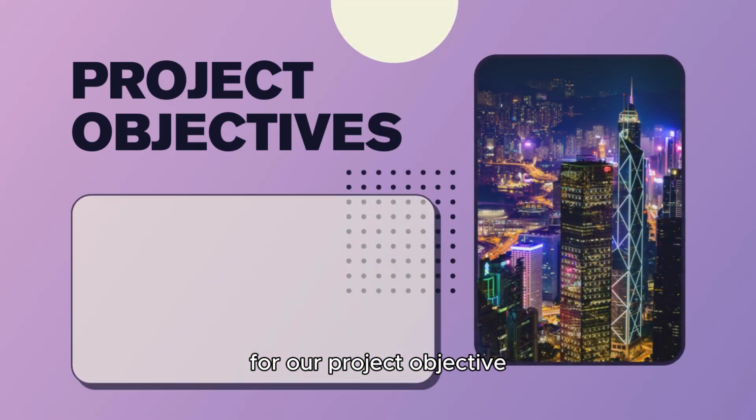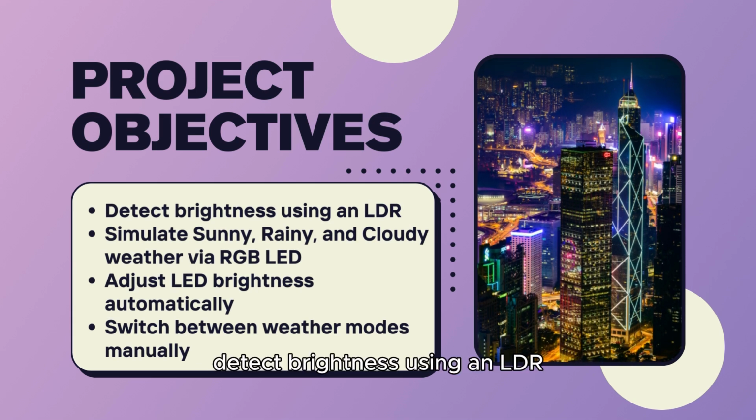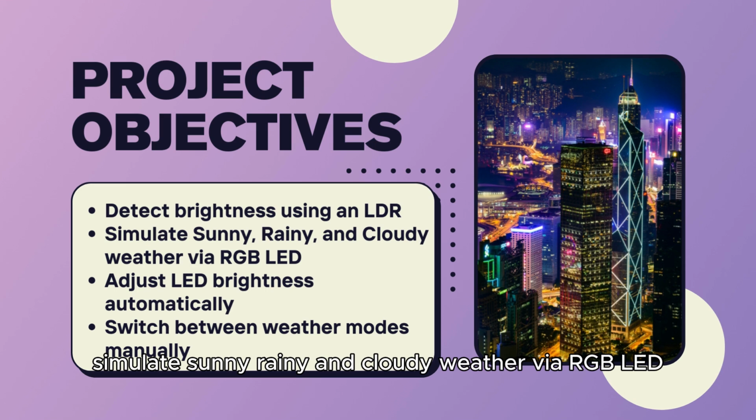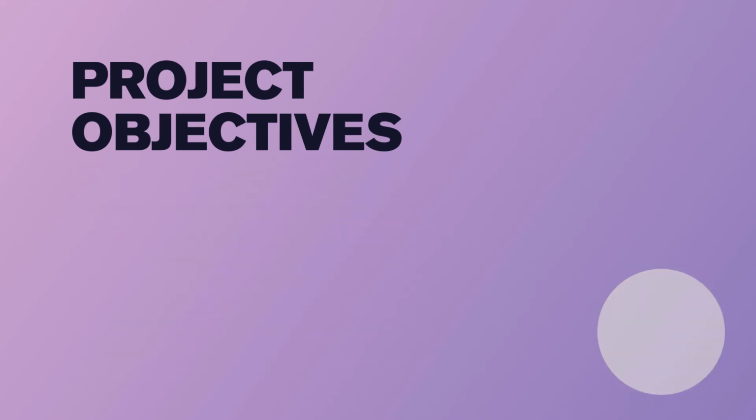For our project objective, detect brightness using an LDR, simulate sunny, rainy, and cloudy weather via RGB LED, adjust LED brightness automatically, and switch between weather modes manually.